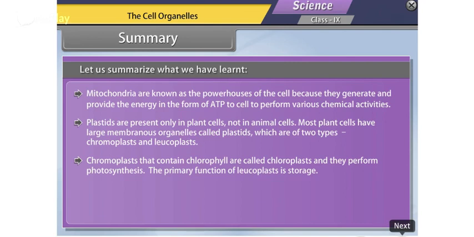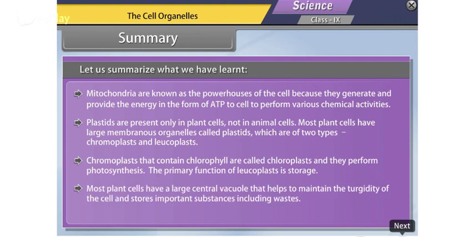The primary function of leucoplasts is storage. Most plant cells have a large central vacuole that helps to maintain the turgidity of the cell and stores important substances, including wastes.